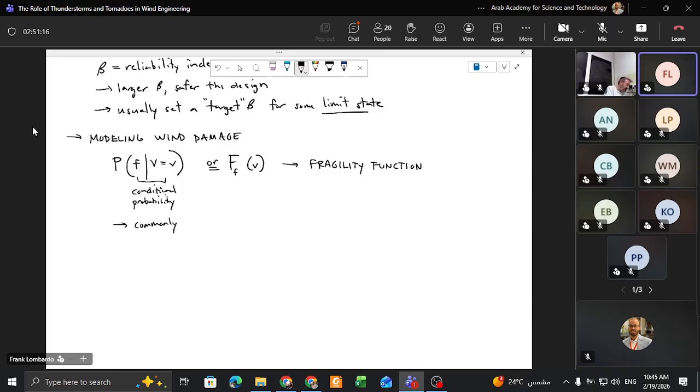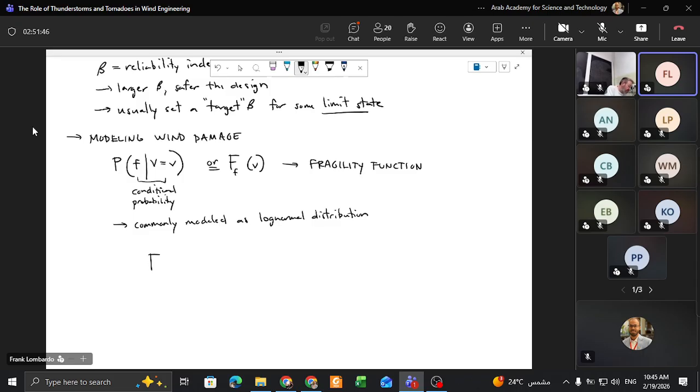Commonly, fragility functions are modeled as a log normal distribution, for a couple of different reasons. One is that the log normal is a positive distribution. You can't have negative resistance, so everything's positive here.